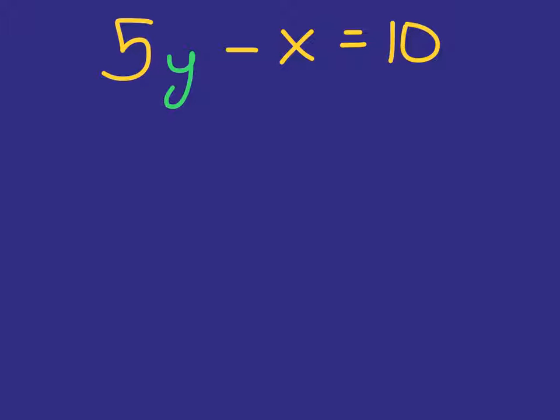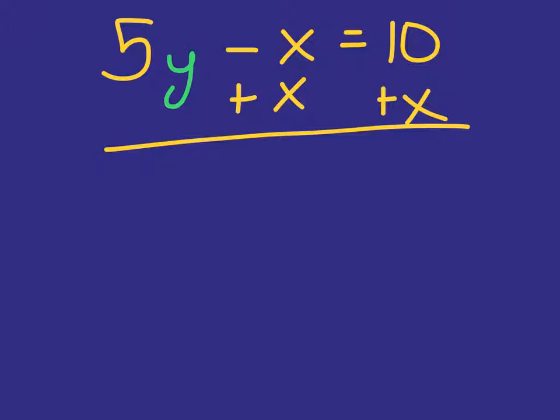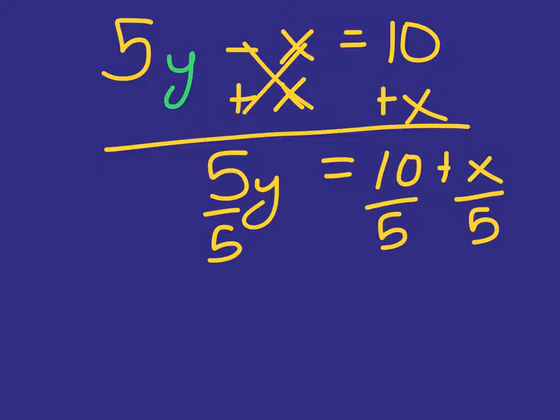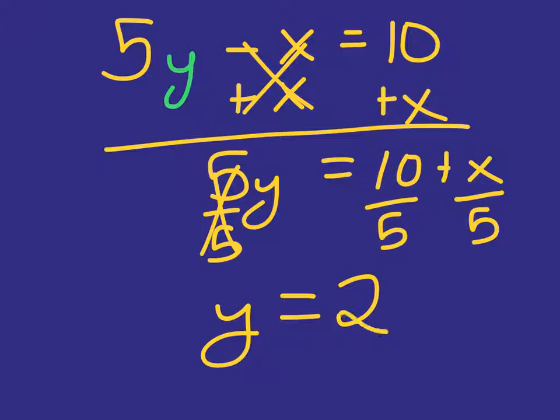Alright, since we want to isolate y, we need to move x to the other side, and since it's a negative x, we're going to do the inverse operation and add x. You can't combine 10 and x because 10 doesn't have an x, so you just do 10 plus x over here. Negative x plus x cancels out, and you're left with 5y on this side. Now we need to get rid of the 5 by doing the inverse operation, which is dividing by 5. So we divide each term over here by 5. That gives us y. 10 divided by 5 is 2. And then we have x over 5.